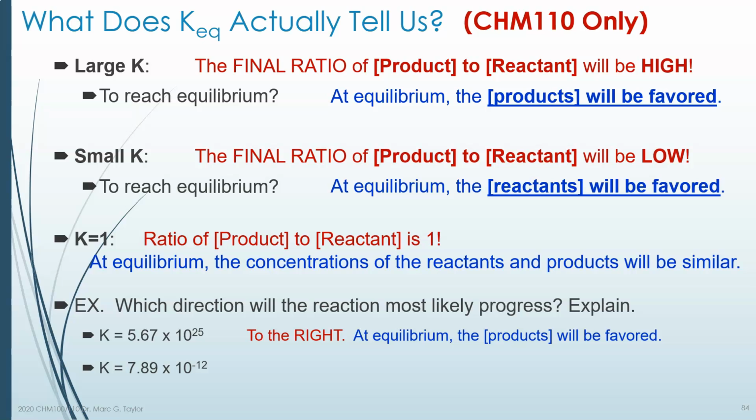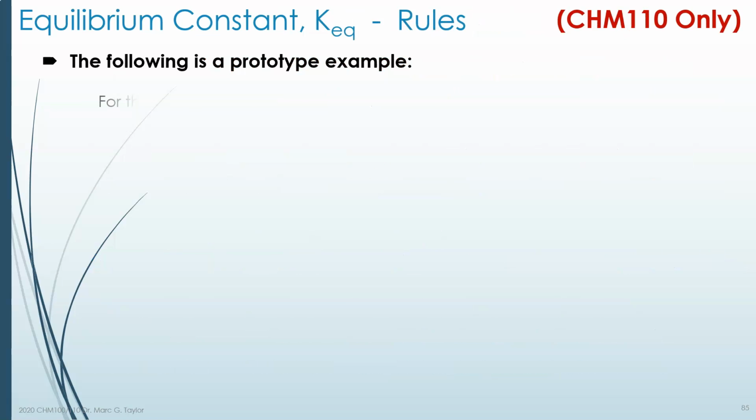The second example says K is equal to 7.89 times 10 to the minus 12. This is a number much, much smaller than 1. It's 0.000 with 11 zeros and then 7, 8, 9. So it's an incredibly tiny number. It tells us that the left side of the equation, the reactants, are favored.